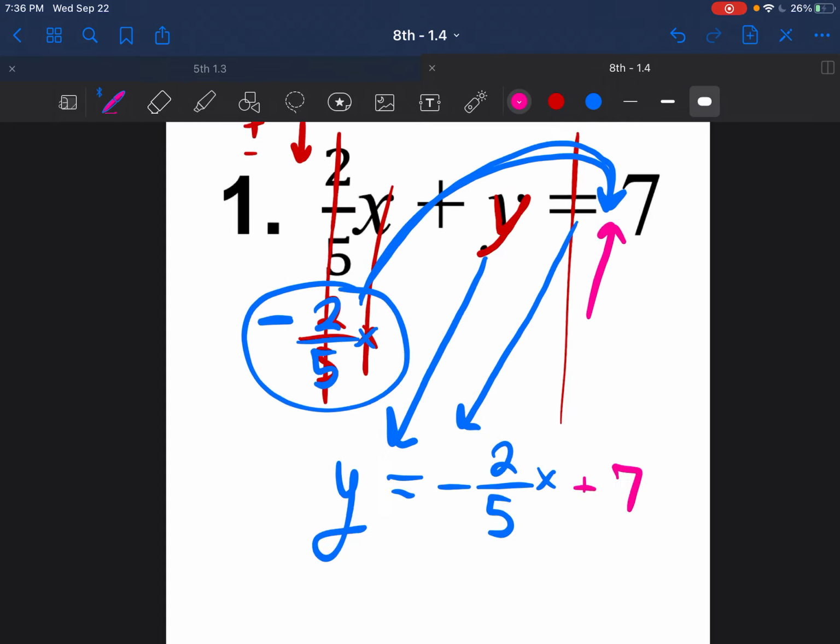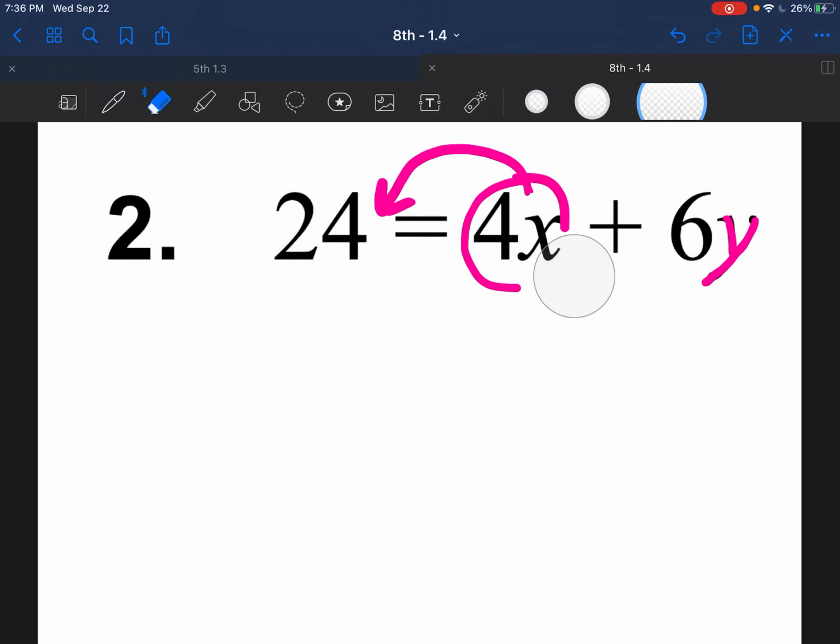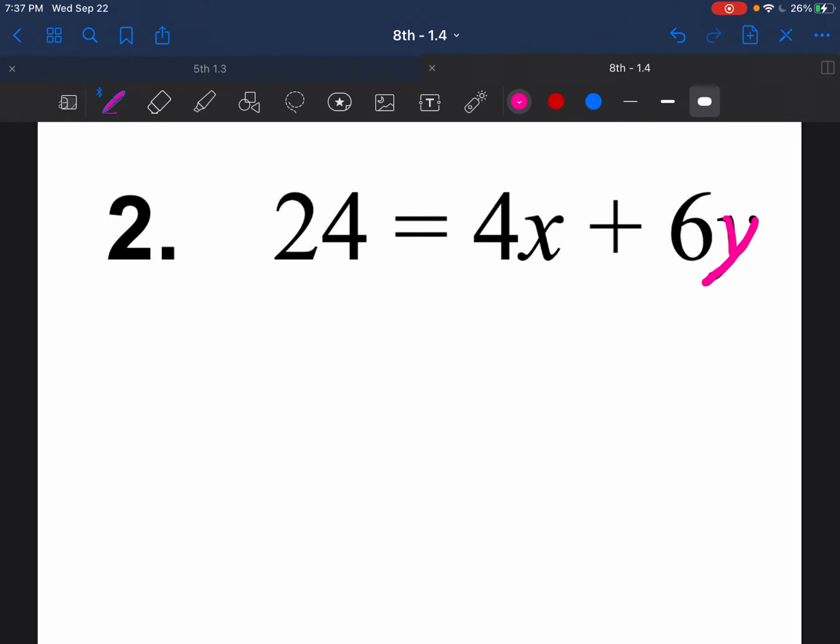All right, let's try another one. Here we go. Again, we want to solve for the letter y. We want to isolate that variable. So to do that, we want to get rid of this first, and we want to move it to this side somewhere. So we're going to move the whole thing. When we move the whole thing, it's either going to be a positive operation or a negative operation. My question is, is this positive or negative? Well, it's positive. So we want to do the opposite of positive, which is subtract. So we're going to subtract 4x.